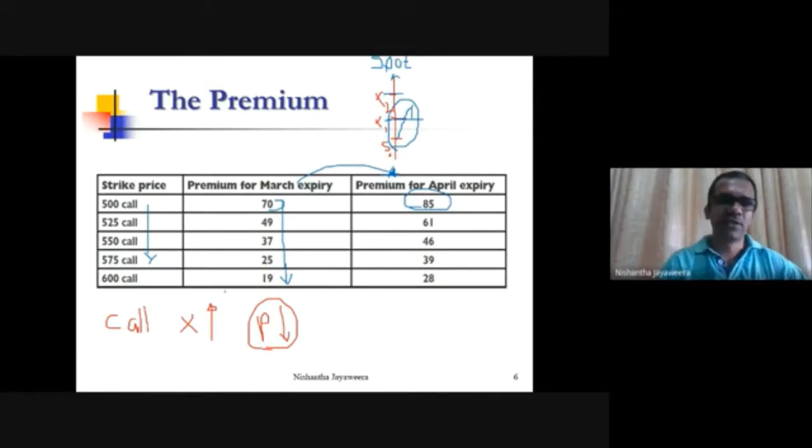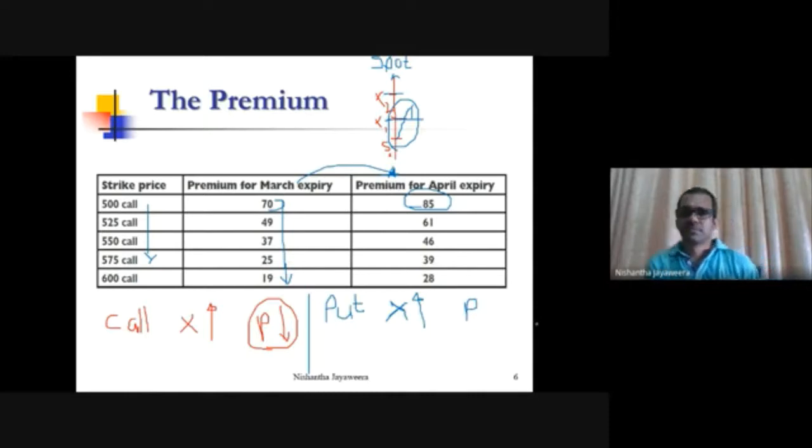We'll see. Okay, what would happen for put options? For put options, what would happen when the strike price increases? What would happen to the premium?